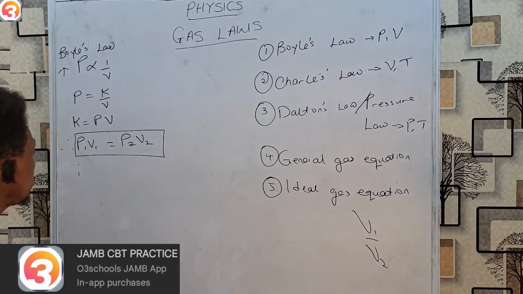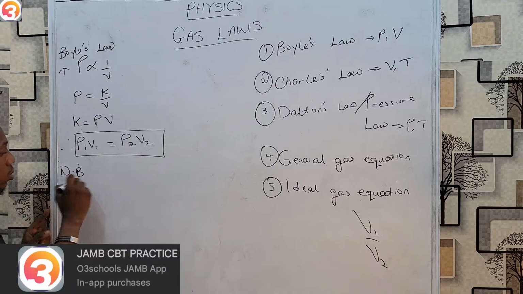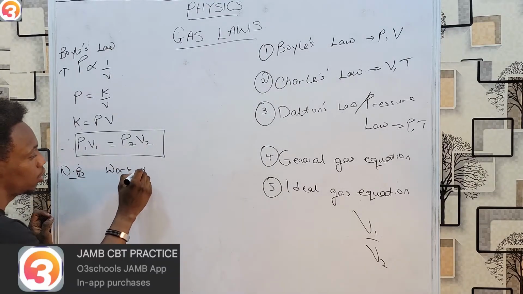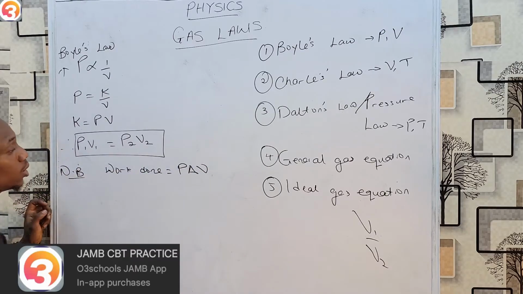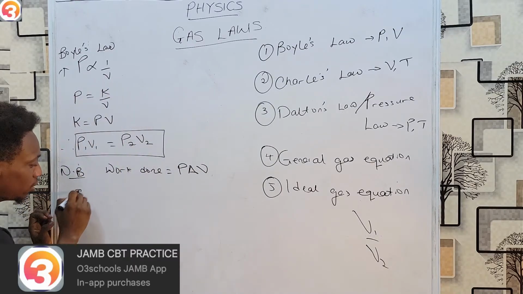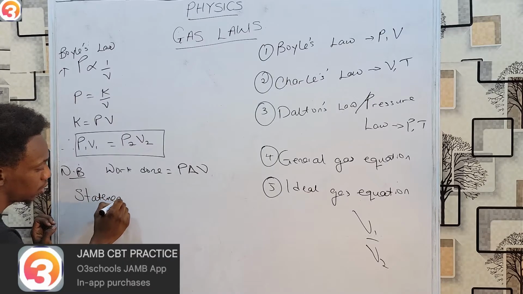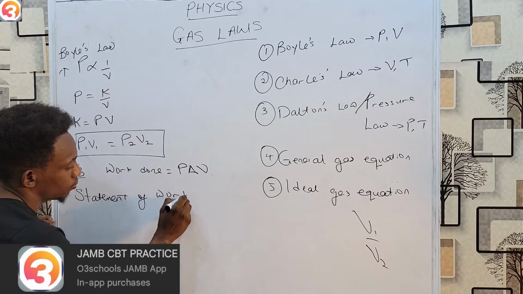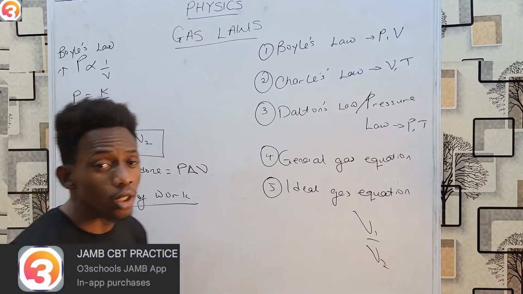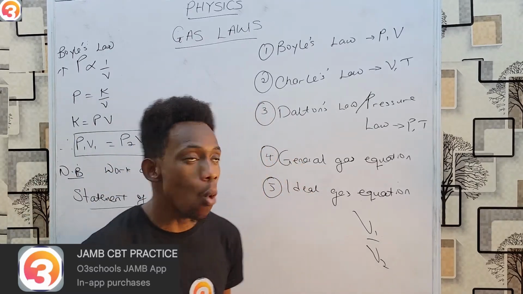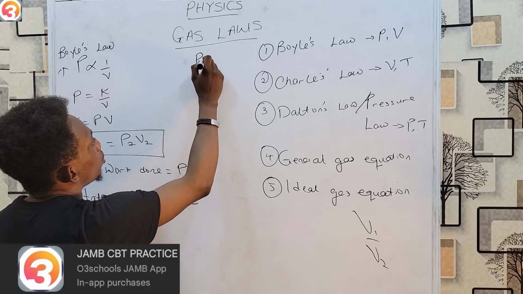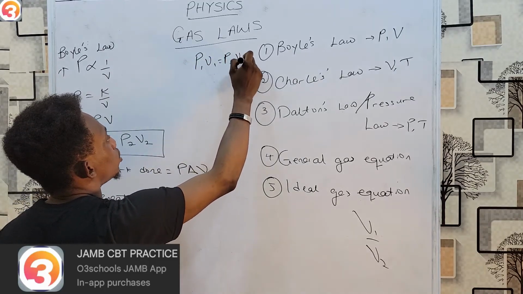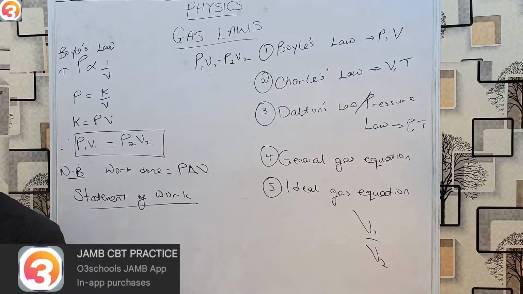And this is it. Now you must please note that work done is actually equal to P change in V. Therefore, occasionally, we can look at Boyle's law as being a statement of work. So, of all the laws, Boyle's law is the one that deals with work. Okay, that's Boyle's law. And please note the formula. Let me just write the formula down here so we can see it as we move on. P1V1 equals P2V2.